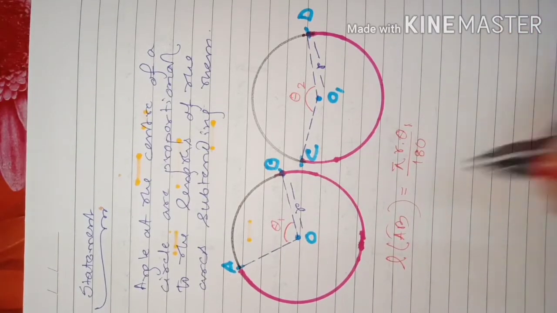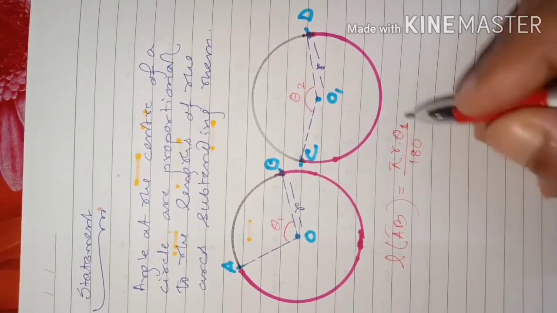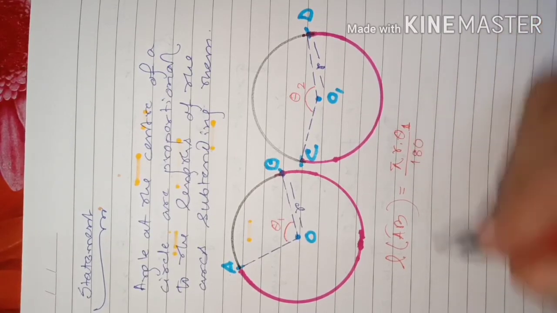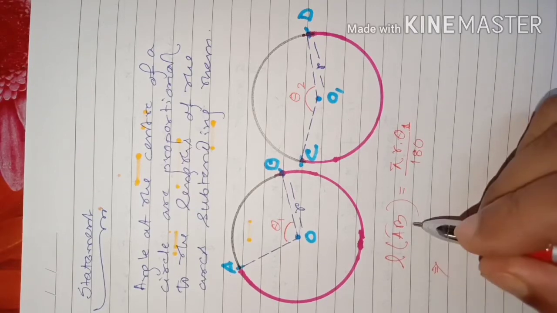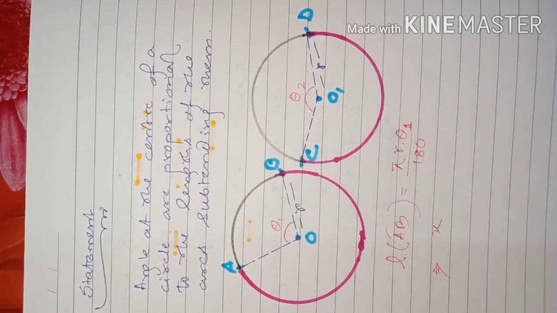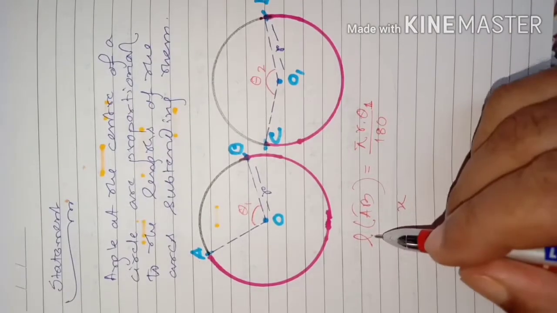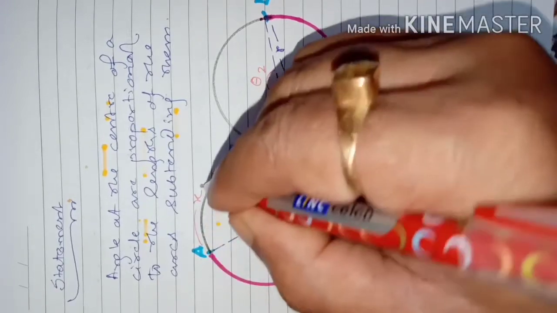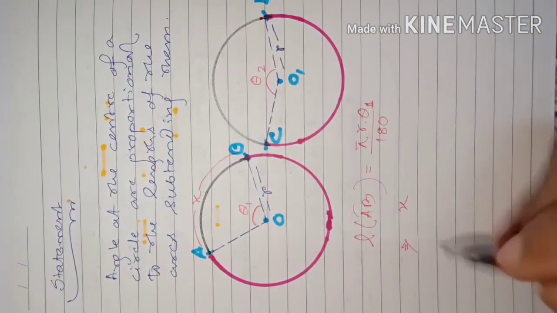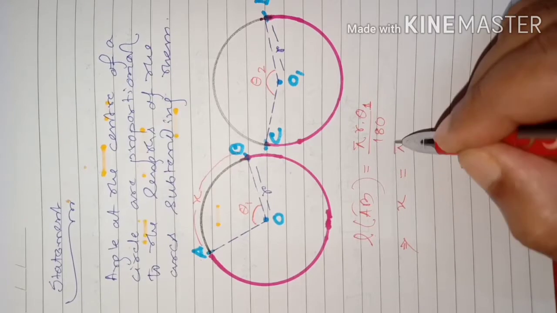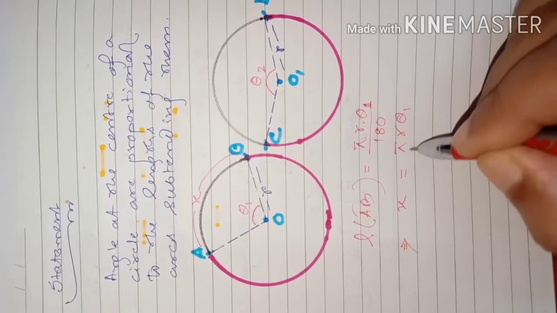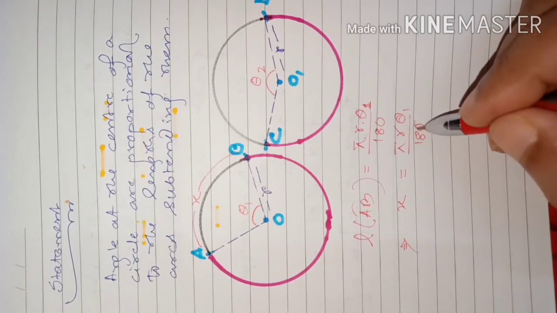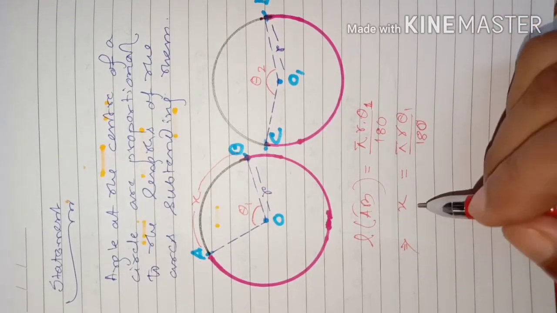Now from here, if we isolate this r, suppose I represent this length of this arc AB by x. I have represented this length of this arc AB by x. So its length is x. That means from here to here it is x unit. So then x is equal to pi r theta 1 divided by 180. So this is the length of this arc x.